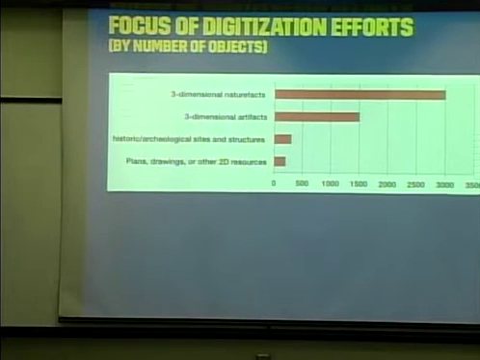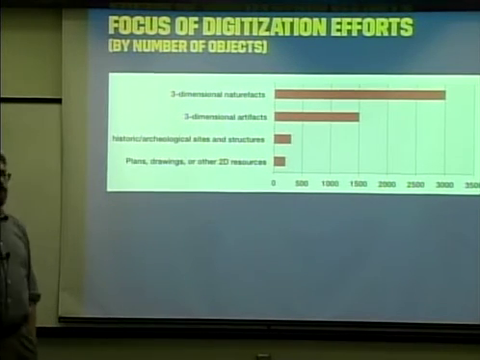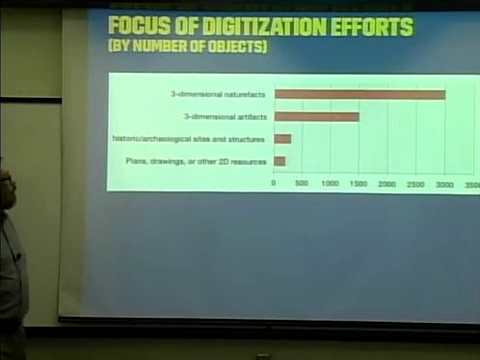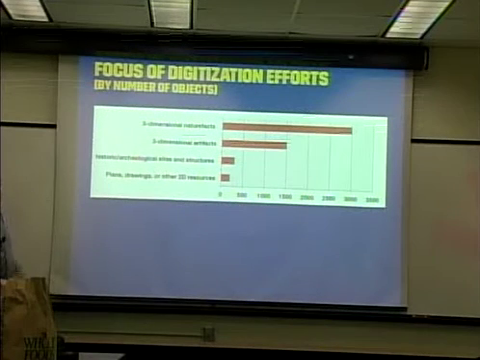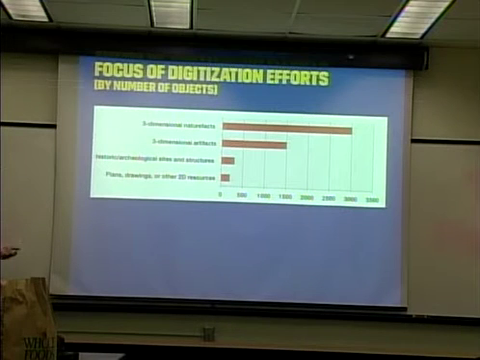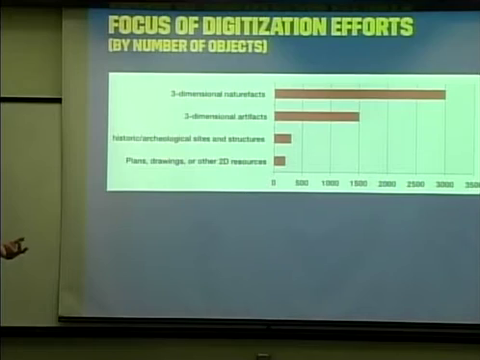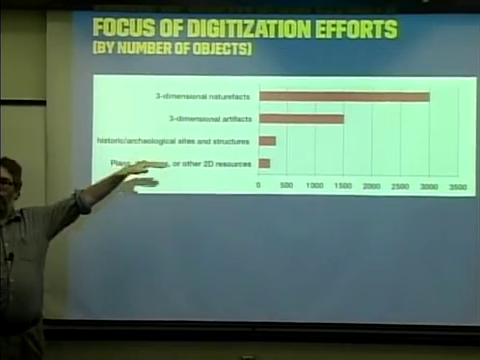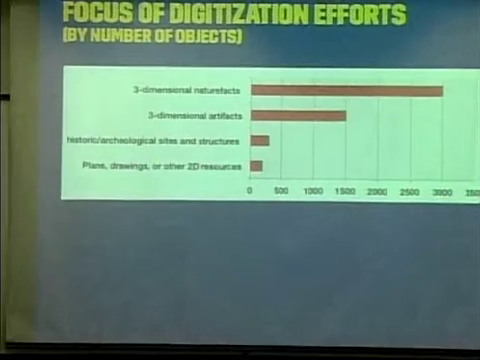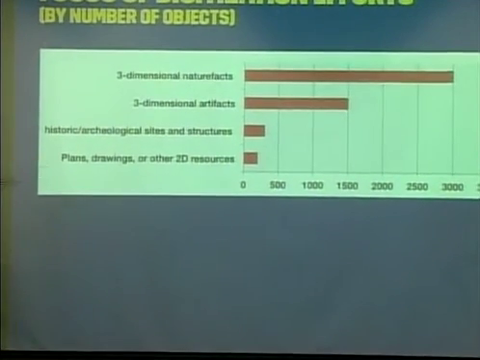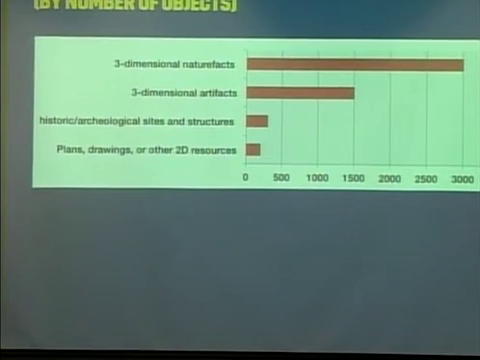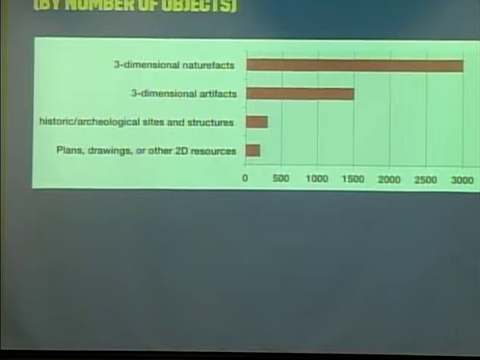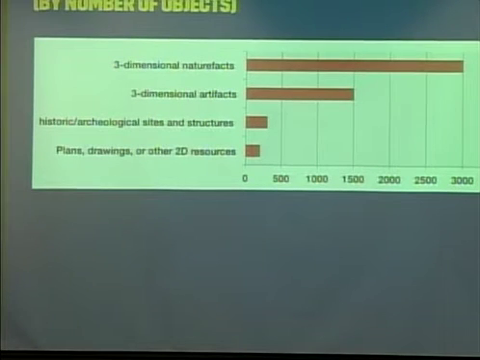In part, I think, because of the help from my iDigBio folks, the largest number of objects are these sort of natural facts. So, right, fossils, herbarium specimens, other kinds of biological specimens, followed by three-dimensional artifacts, so, right, things that people make. Less so historic archaeological sites and structures, and then plans, drawings, and other 2D resources. And again, that's a sort of interesting example from archives that I'll show you in a second.